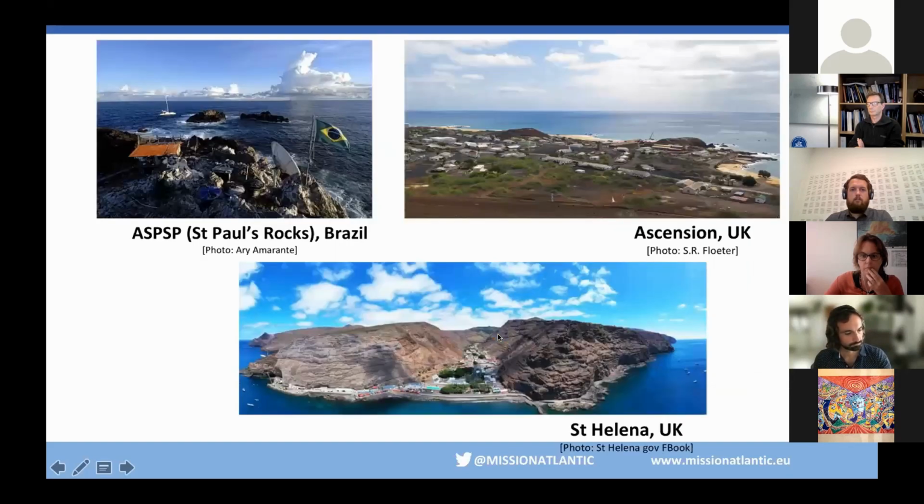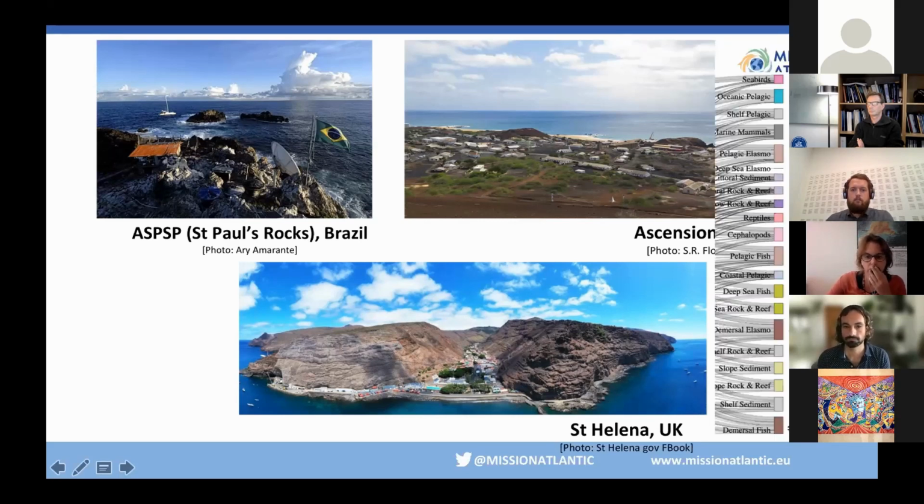And also we conducted this analysis that the other case studies are also doing. So here are some pictures of the St. Paul St. Roques archipelago. This is from Brazil. It's a mostly military station. And here the Ascension Island and St. Helena, where the population is higher than in the other islands.